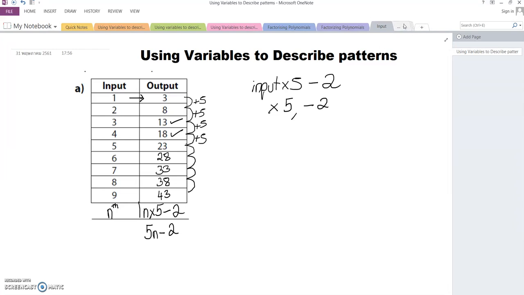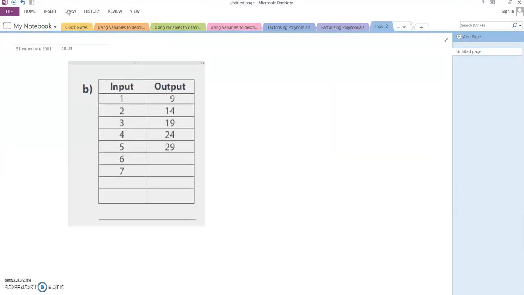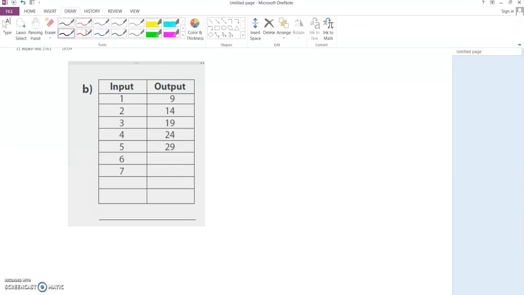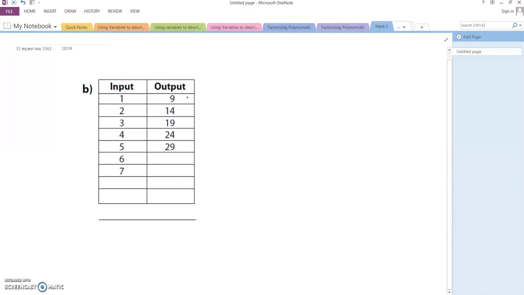Now let us do one more question. Let us go to the second question. Same as what we do here, let us fill the tables. So what is happening here? Again, if you take a look at this, the output table is getting added by 5. Every time 5 is getting added.